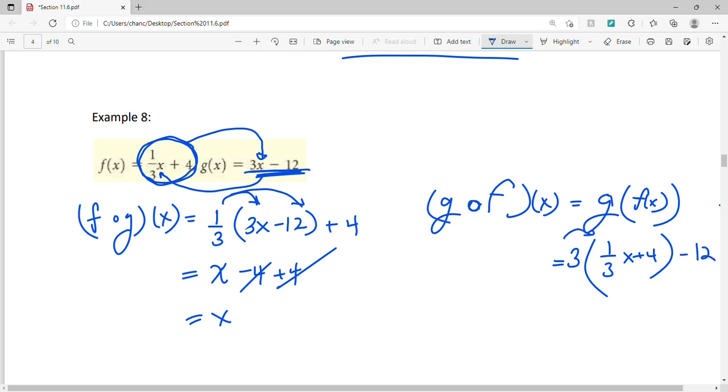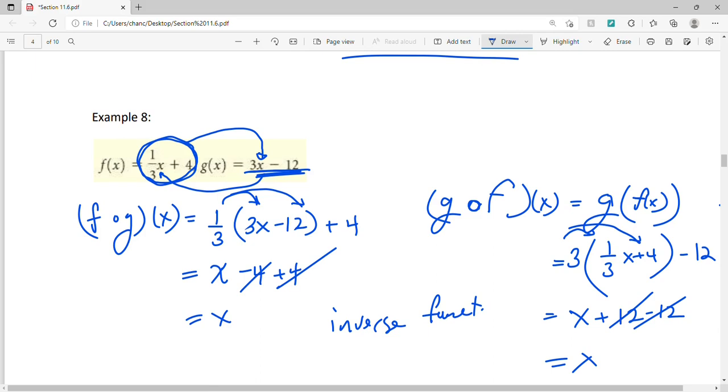I can distribute the 3. And so 3 times 1/3 x is x. 3 times 4, that's 12. 12 minus 12 gives us just x. That means these two are again inverse functions of one another. So they're both inverse functions of each other.